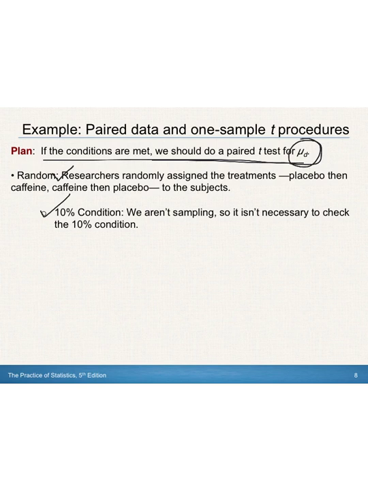So if the conditions are met, they can go ahead and do a paired t-test, because it comes from paired data. The researchers randomly assigned the treatments. Okay.